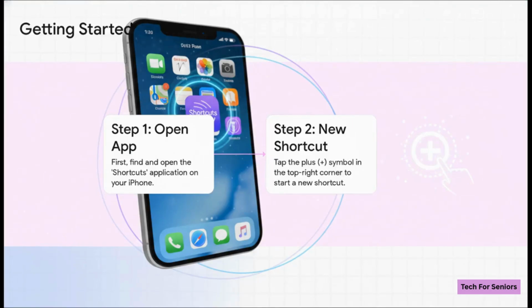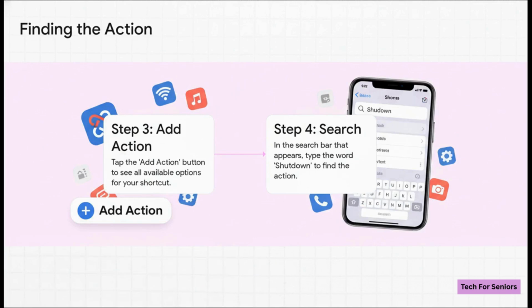Okay, let's get started. First things first, find and open the Shortcuts app on your iPhone. It's got that colorful icon with a couple of shapes overlapping. Once that's open, look way up in the top right corner of your screen. You should see a little plus symbol. Go ahead and give that a tap. Perfect. Now you should see a great big button that says Add Action. Let's tap on that. A new screen's going to pop up, and you'll see a search bar at the very top. In that search bar, I just want you to type the word shutdown.